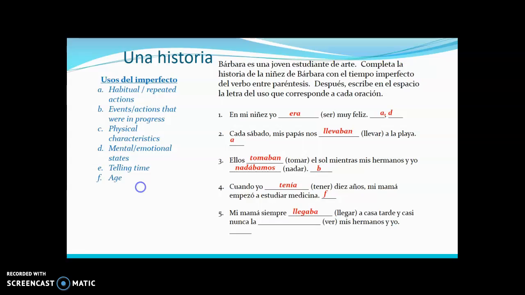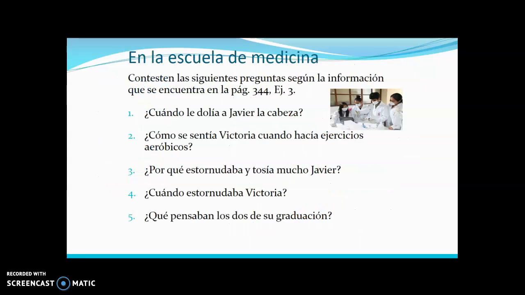Okay. Número 5. Mi mamá siempre llegaba a casa tarde y casi nunca la veíamos, mis hermanos y yo. Okay. Again, this would be habitual. Okay? Repeated actions with the siempre or nunca. Then we would have gone to página 344, ejercicio 3. Okay? And you would have completed that activity. So if you pause now, go ahead and complete that activity.